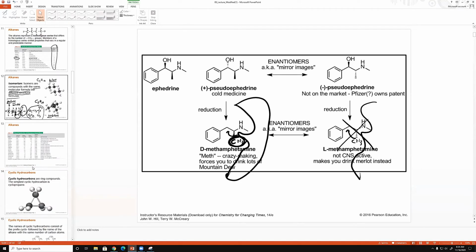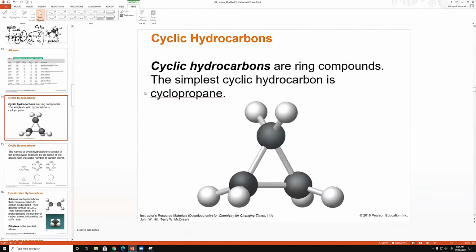But you can also make just plain cyclic hydrocarbons, which are ring compounds. Now, something important to mention with these: you can make any shape you want. This is called cyclopropane. It's basically a triangle. And the remaining hydrogens are on the carbons to make 4 bonds for each carbon.